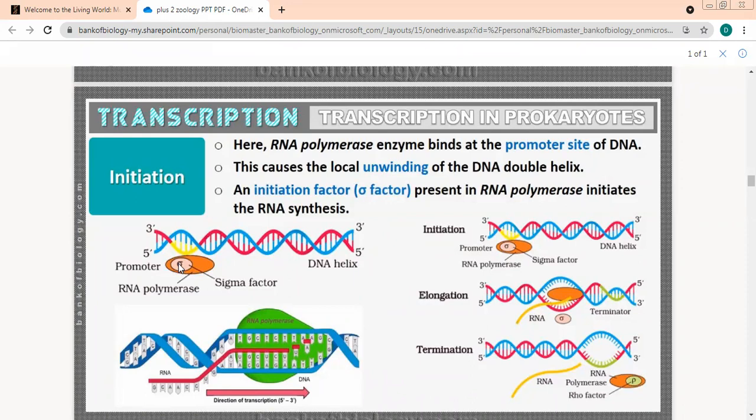So here it is, this one which is going to help us. This factor, sigma factor, is also known as which factor? Initiation factor. Okay. There are three things which are happening over here. Let me do this with you. This RNA polymerase enzyme will bind at this site over here. Because of this, unwinding of the double helix will start. We have a factor over here, sigma factor, initiation factor. This will initiate the process of RNA synthesis.